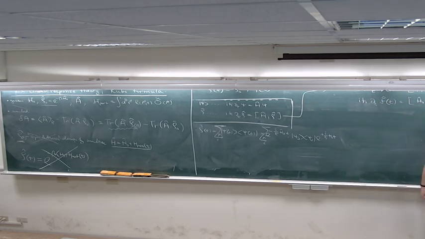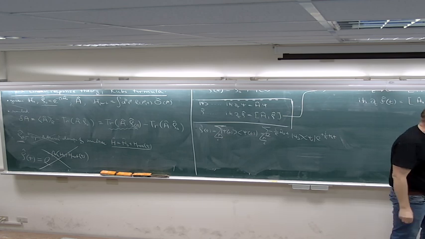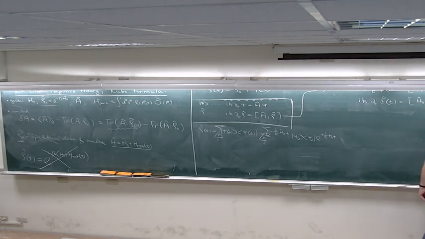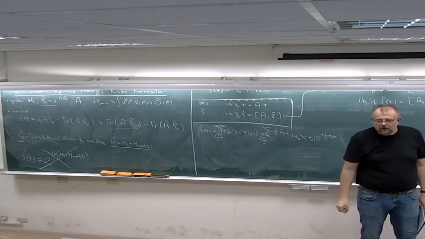Keep in mind what I said before. Rho 0 is just a function of H, so it is e to the minus beta H0. And any function of the Hamiltonian commutes with the Hamiltonian. So this term is trivially 0, right? Because they are commuting.